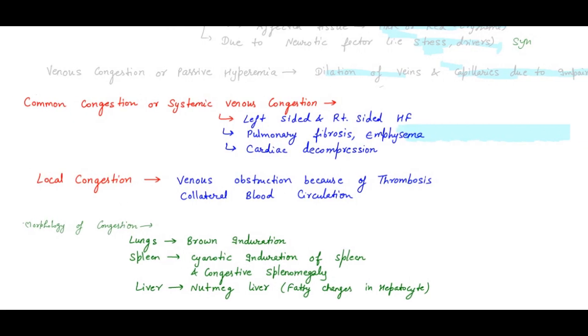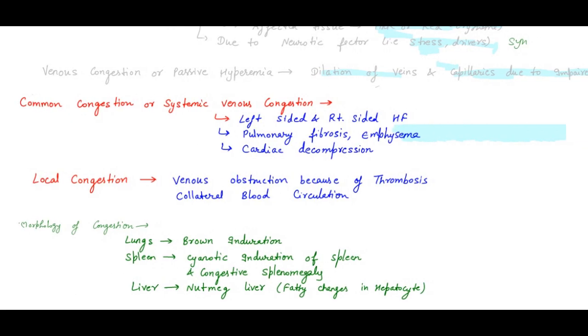Next is common congestion or systemic venous congestion. What is the cause of that? Left-sided and right-sided heart failure, then pulmonary fibrosis, emphysema and cardiac decompensation. So these are the causes of common congestion or systemic venous congestion. If you find left-sided and right-sided heart failure, or pulmonary fibrosis or emphysema, it will lead to common congestion or systemic venous congestion.